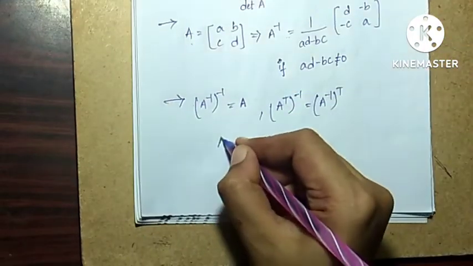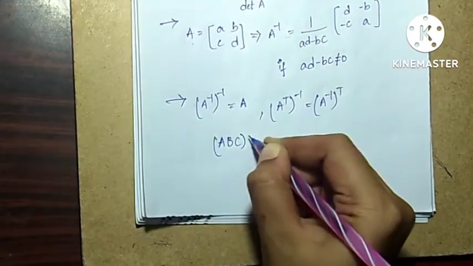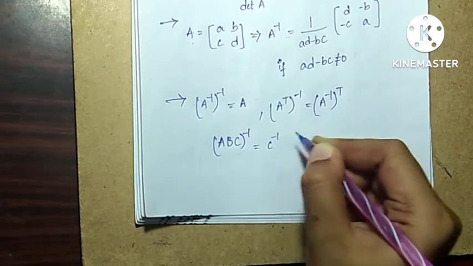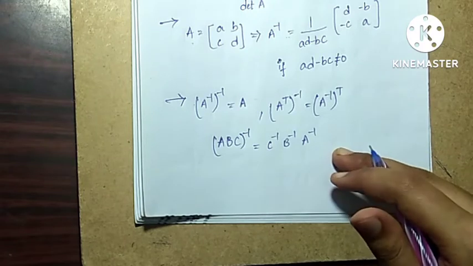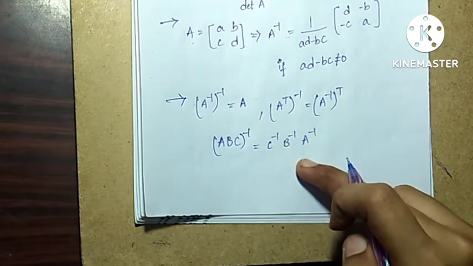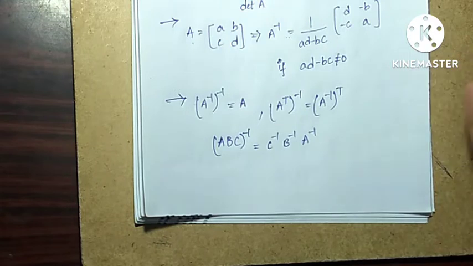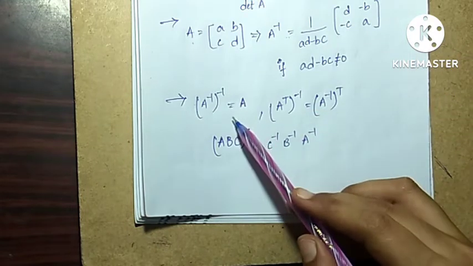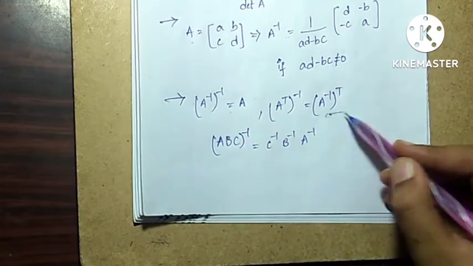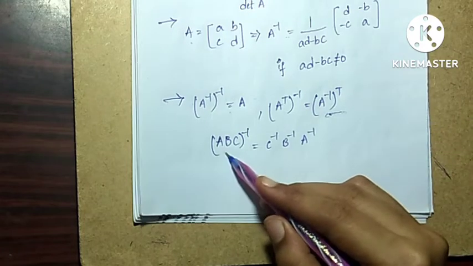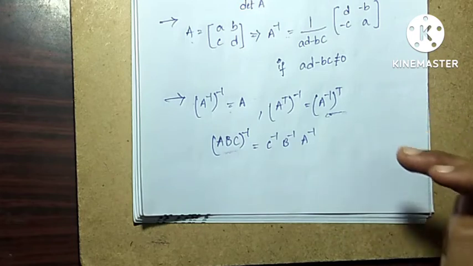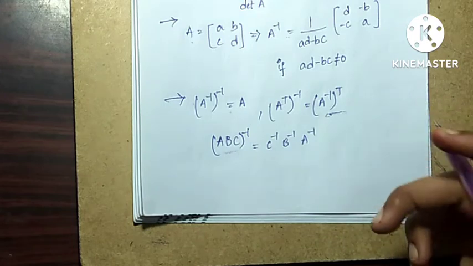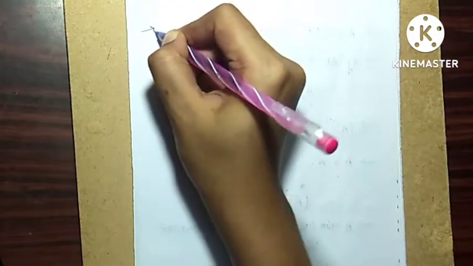Next, for A, B, C whole inverse, the formula is C inverse, B inverse, A inverse. For common entrance tests, they will ask you up to here only. But for JEE Mains level, they will ask three terms also. So don't forget to practice this formula. Next, we'll jump to another formula. Now we will continue.